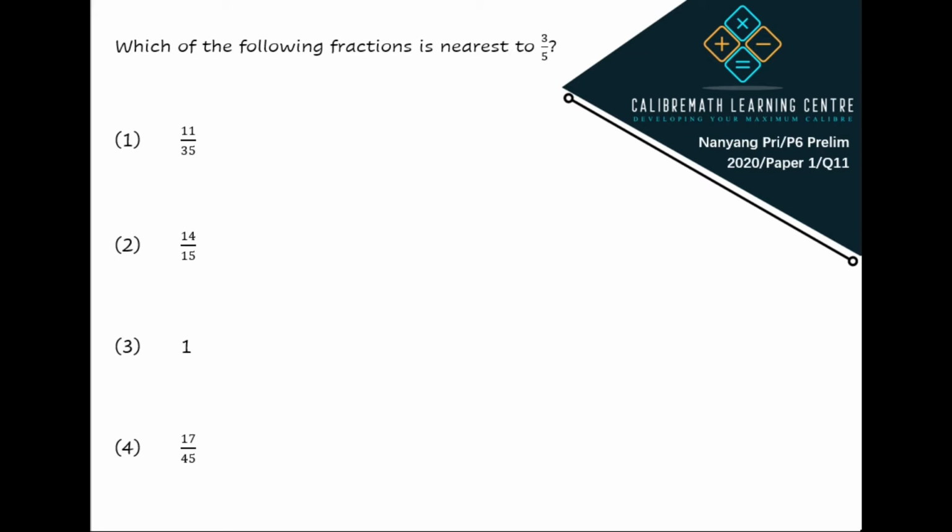To find the fraction that is the nearest to 3/5, you would just have to find the gap between each of these options here and 3/5. The one with the smallest gap is the one that is the nearest. Now, how do we find the gap between each of them? This will mean that you have to find the difference between each of these options here and 3/5, and the one with the smallest difference is the one with the smallest gap, and of course it will mean that it's the nearest to 3/5. So now let's compare each of these options.